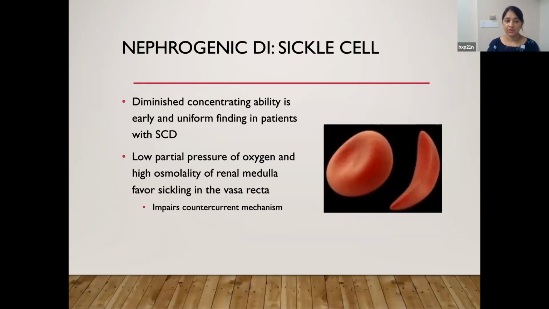And with the sickle cell, you have diminished concentrating ability, because the sickling is in the vasa recta. And initially what happens is there's a low oxygen concentration in there. With the sickle cell disease, you're sickling around that area, and during that process, you lose that countercurrent mechanism. It basically interferes because of the sickling. You slough that papillary as well sometimes. So similar thing. And over time, they have the concentrating defect.